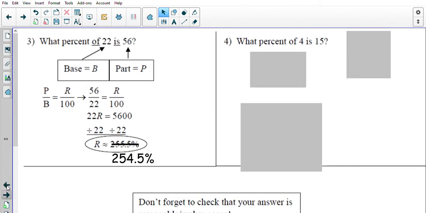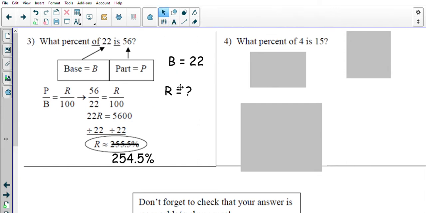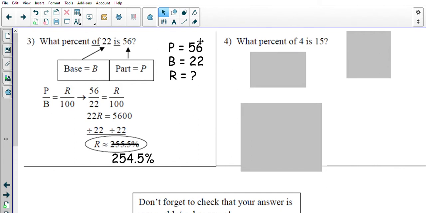It's very similar to question number 4. What percent of 22 is 56, meaning out of 22? So in this case, my base is 22. R is still my unknown. Neither of those numbers is a percent. So R is my unknown, and that means my part is 56. So this is kind of unusual that our part is actually bigger than our base. That doesn't happen a lot, but it can happen. So P over B is 56 out of 22 equals R out of 100.